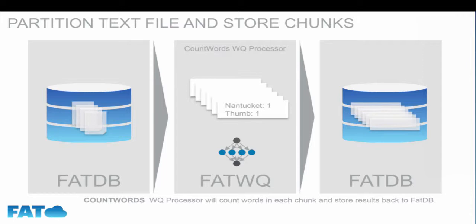And once that's done, we submit the child steps to basically take each chunk and count the words that we specify. Right now, the example slide that you're seeing specifies Nantucket and thumb, and on one of the machines, it encountered one occurrence of Nantucket and one occurrence of thumb, and we're going to store all 12 result sets back into FatDB. The count words processor is going to be responsible for doing this counting.